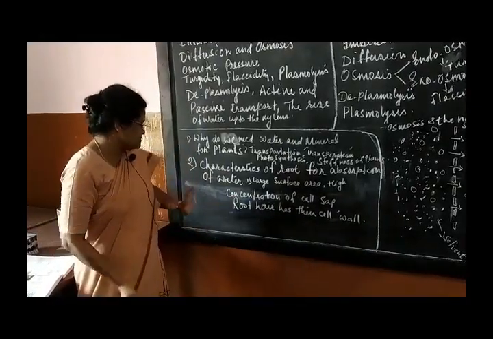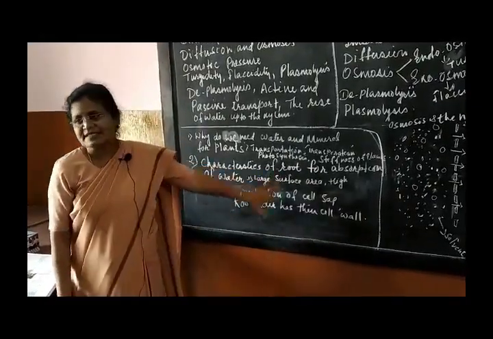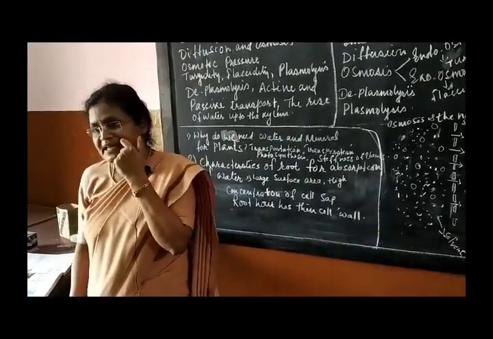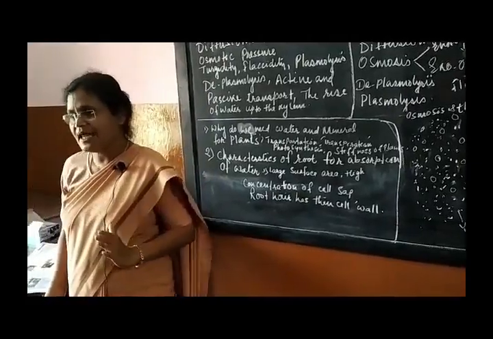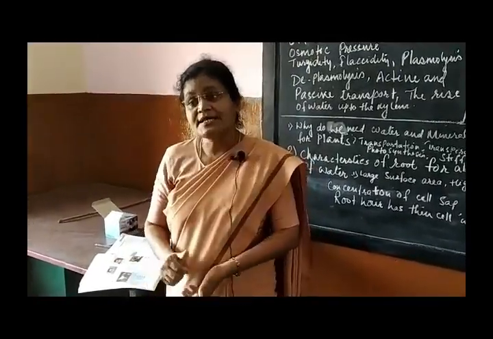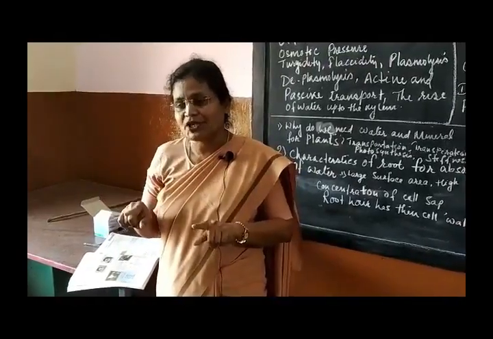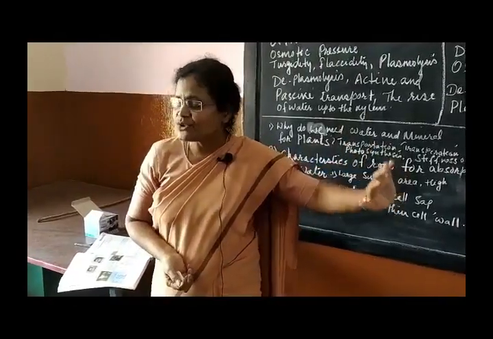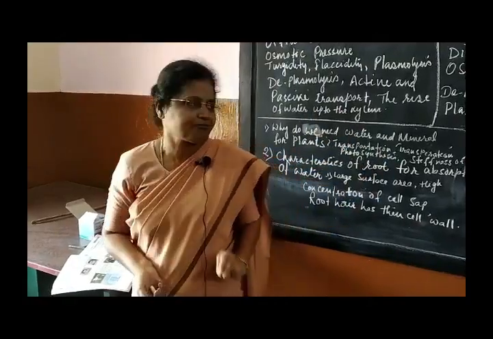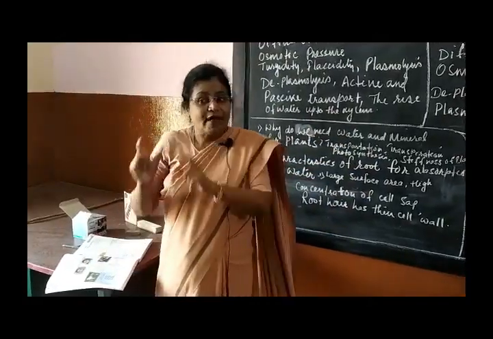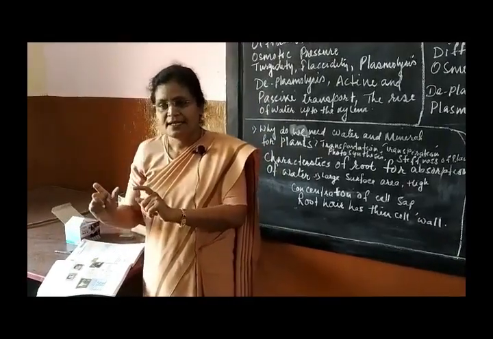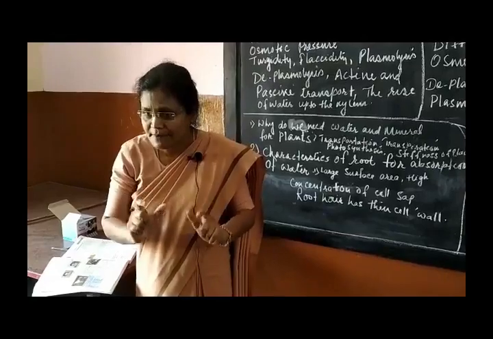Second, concentration of cell sap. I told you the difference between plant cell and animal cell is that the plant cells have got a cell wall, the animal cells do not have a cell wall. Similarly, the plant cells have got a large vacuole, whereas the animal cells have vacuoles but comparatively smaller. Now, the vacuole is a non-living part of the plant cell, whereas the organelles are the living part of the plant cell.